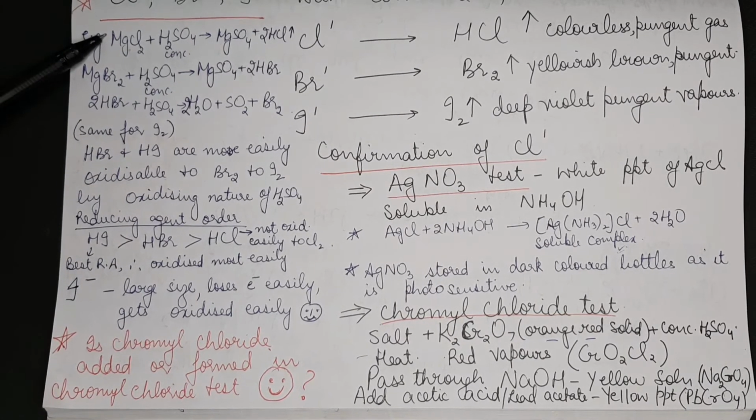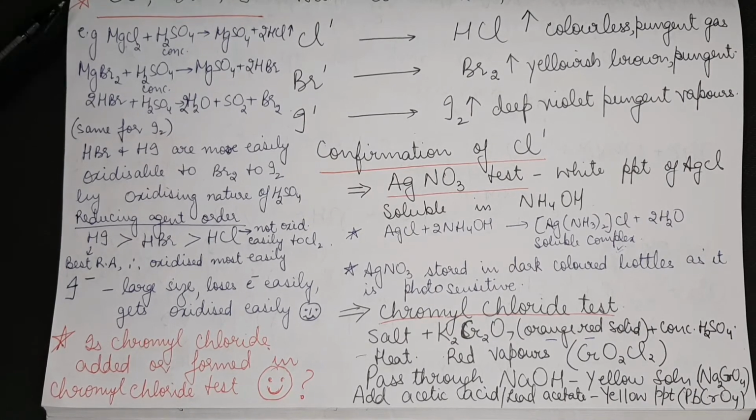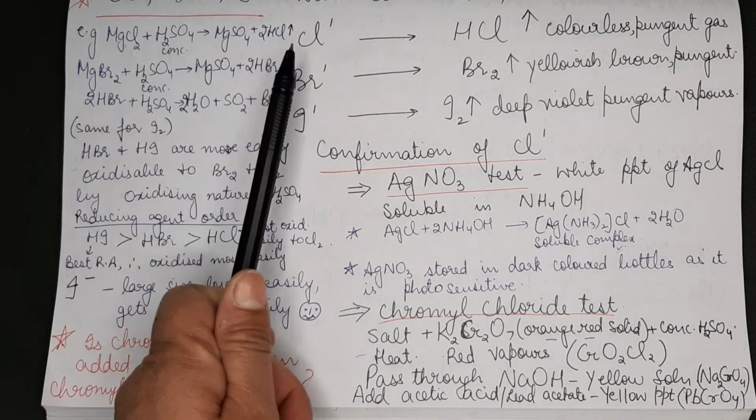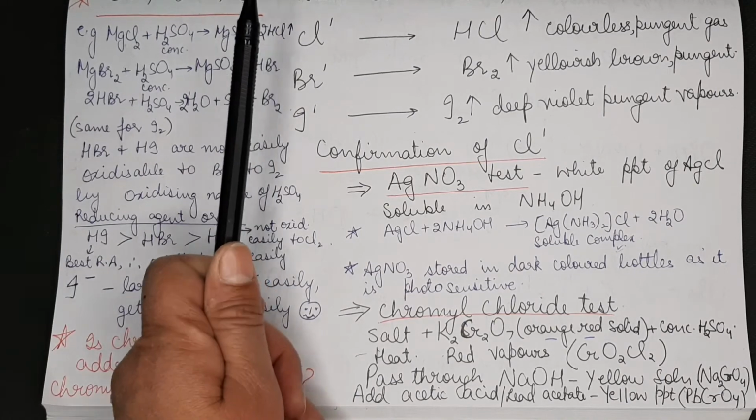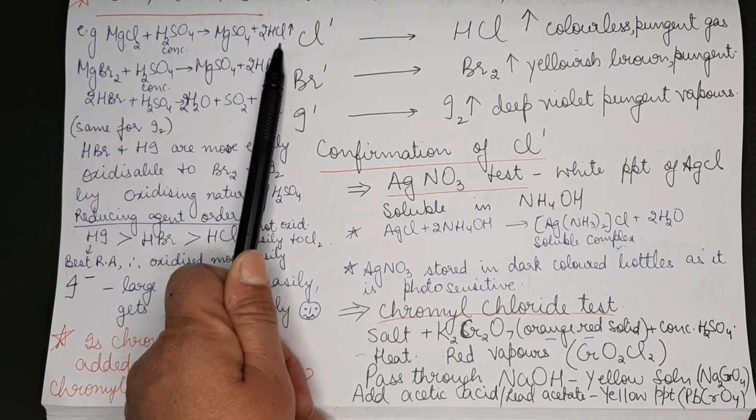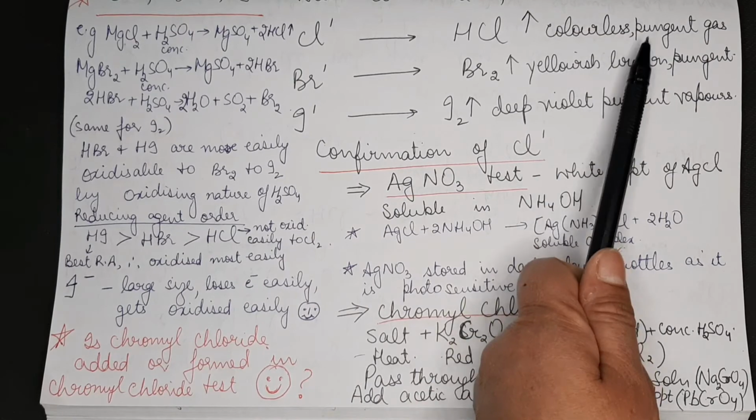First, magnesium chloride. I've taken this as an example of a chloride salt. When you add concentrated sulfuric acid, you get liberation of HCl. This is the indication: HCl, that is a colorless pungent gas.